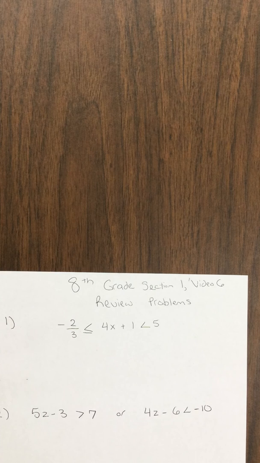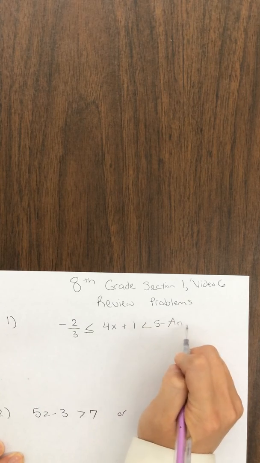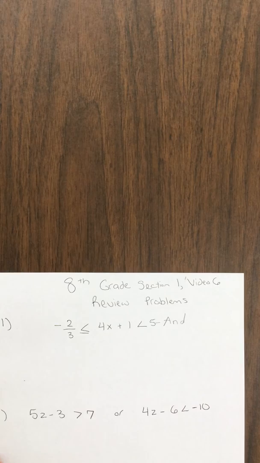Tonight, I just wanted to do a few review problems to help you prepare for the test on Thursday. These are just problems we have been working in class. So the first example, we're working a compound inequality separated by "and." Go ahead and put "and" out to the side. That's the type of compound inequality it is.